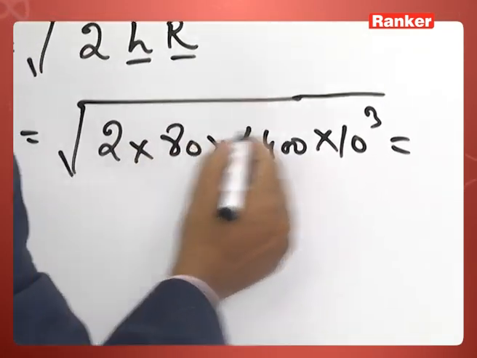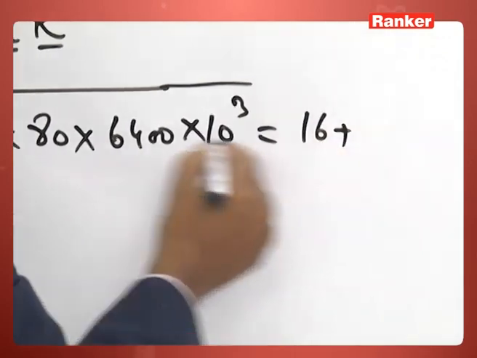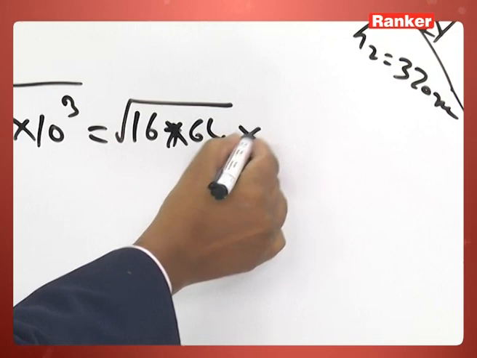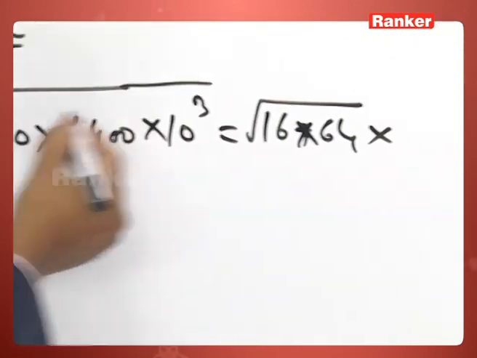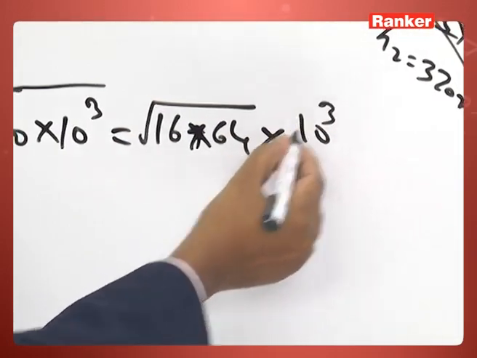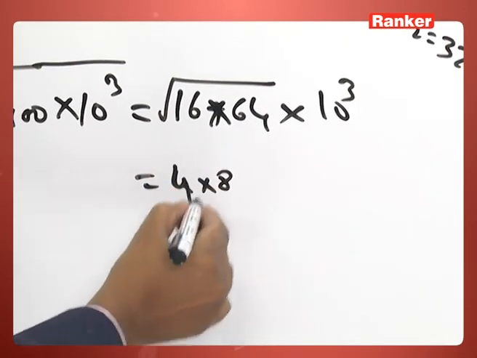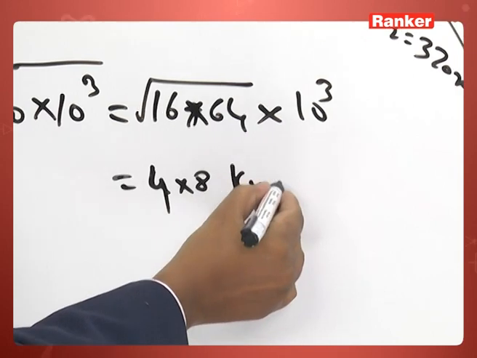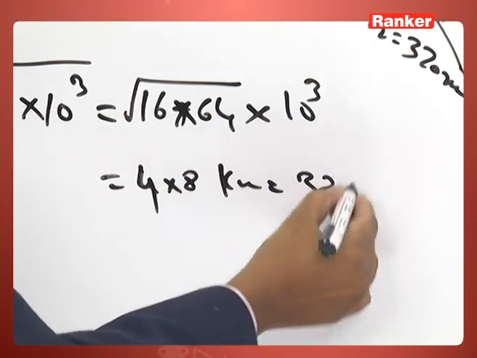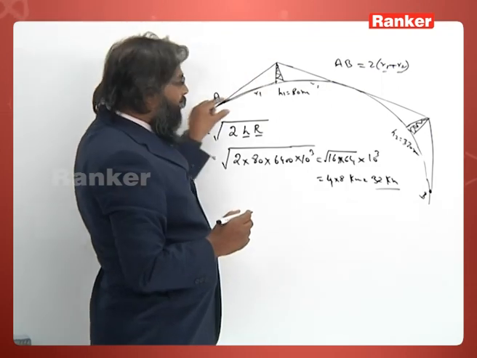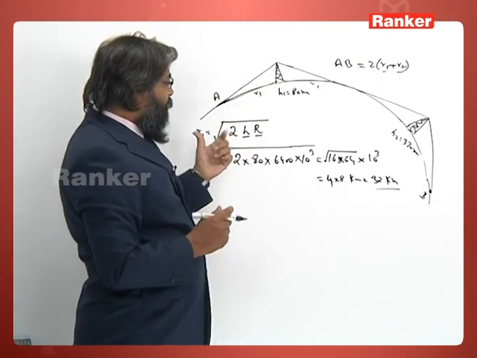So 8 into 2 is 16, 16 into 64 is this, and you see 3, 4, 5, 6, that comes out to be 10 to the power 3. This is 4 into 8 kilometers, that is 32 kilometers. So the range of this tower is 32 kilometers.